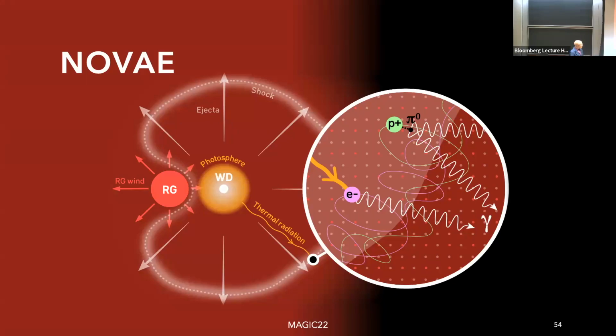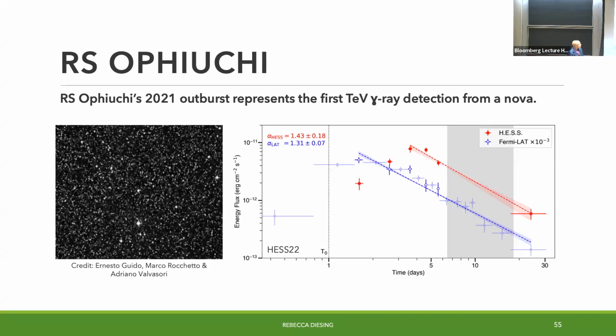And so this white dwarf is accreting material from the red giant, and eventually ignites runaway fusion on its surface that launches an outflow. But unlike a type 1a supernova, it does not destroy the white dwarf. The one that I'll be talking about, RS Ophiuchi, goes off once every 15 to 20 years. It went off for us in 2021, and we were all very excited about it because it was the first time that we got TeV emission from a nova.